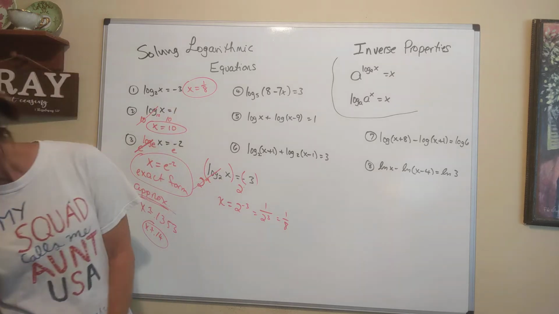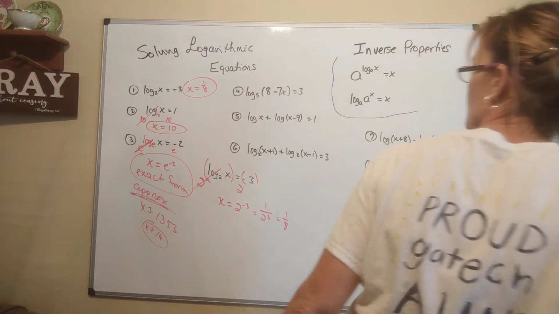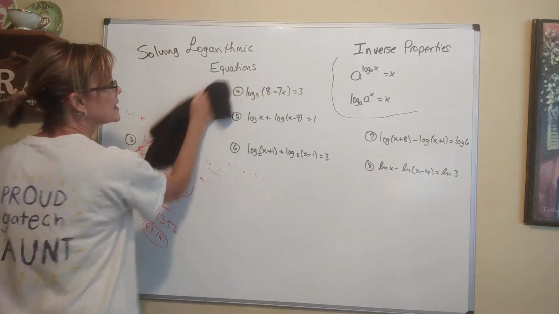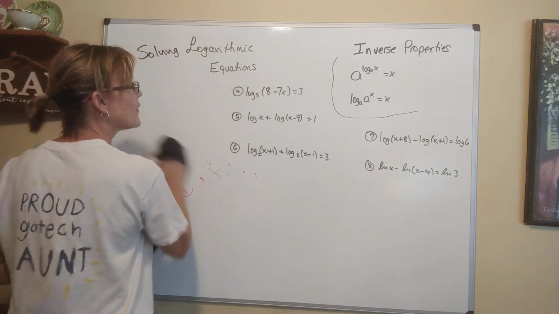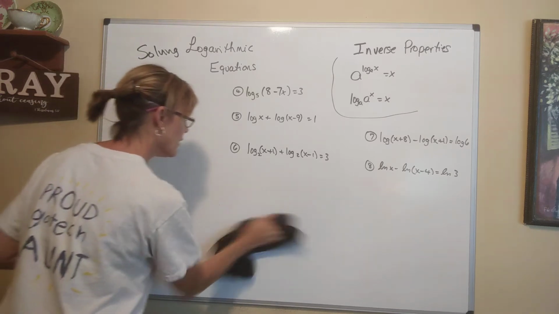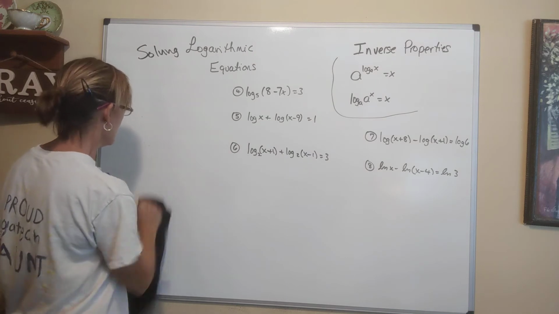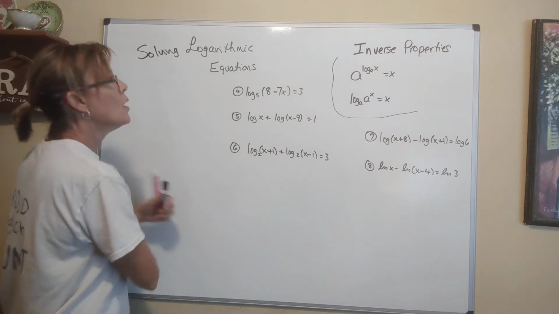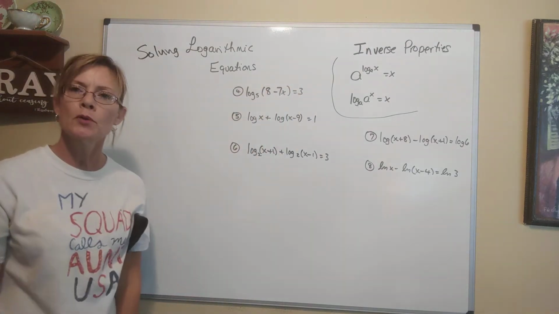All right, let's look at number 4. I'm going to erase those so I have a little more room. Number 4 says solve this: log base 5 of 8 minus 7x equals 3. We have a logarithm by itself on one side of the equation, which means we can apply the same principle we've been doing.